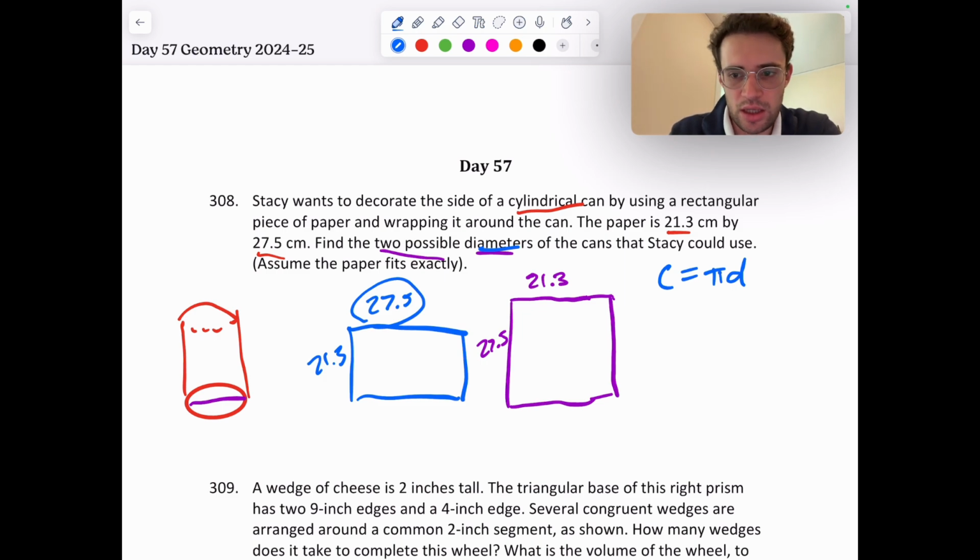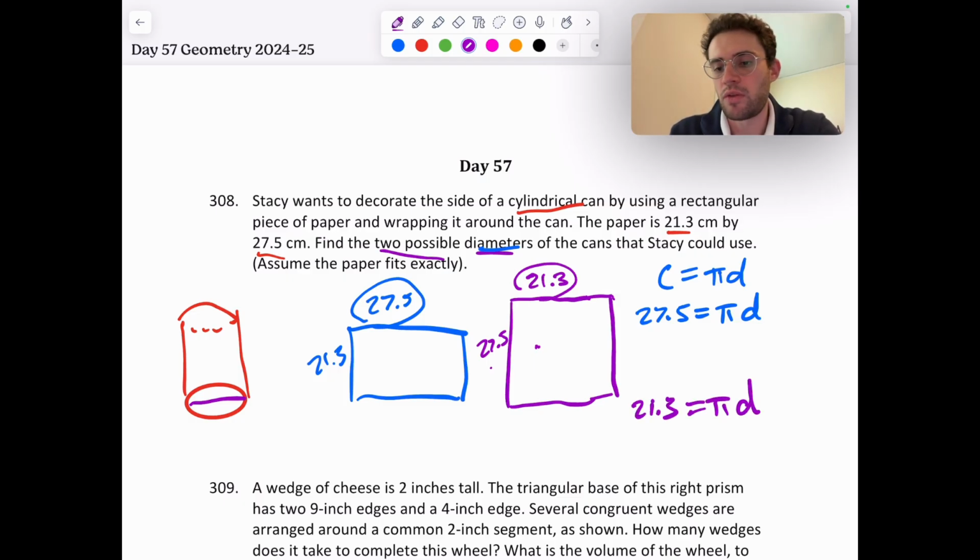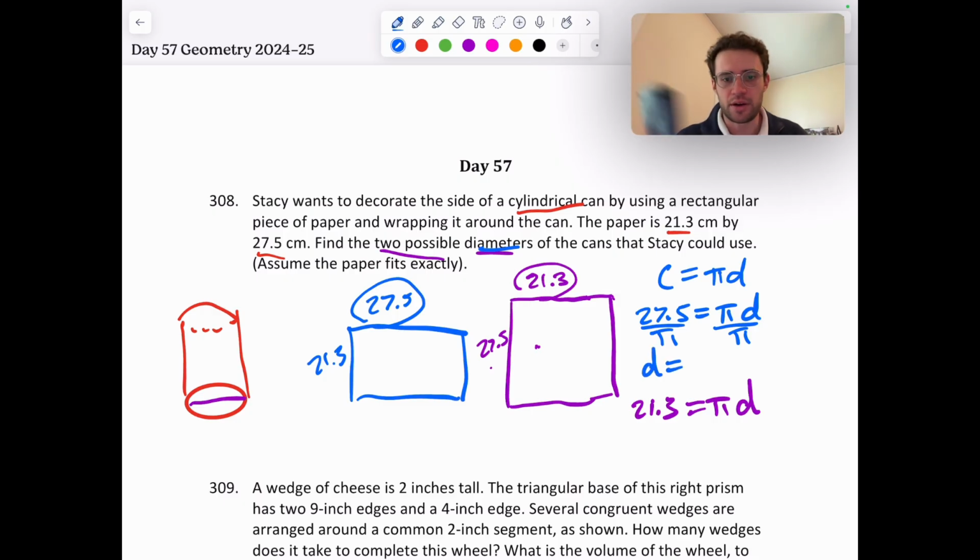Then in this case, we would say 27.5 equals pi times our diameter, and we'd have to solve for what the diameter is. Or if we did it this way, the way the purple one is oriented, then 21.3 is your circumference, 27.5 is your height. So that would be 21.3 equals pi times the diameter. In both of these cases, we just want to solve for d, the diameter. We could do that by dividing by pi on both sides, which would give us that the diameter is equal to 27.5 over pi.